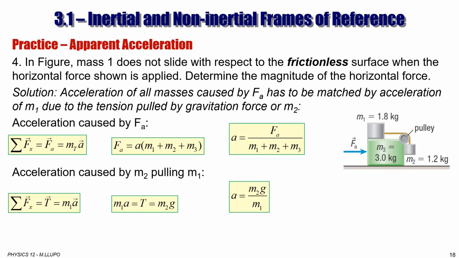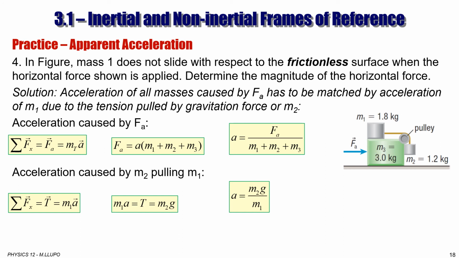Now both of them have to accelerate at the same rate, otherwise m1 is not going to be accelerating at the same rate with m3, so that means either it's going to slide forward or backward. But that's not a condition. We don't want that block m1 to slide with respect to the block m3.